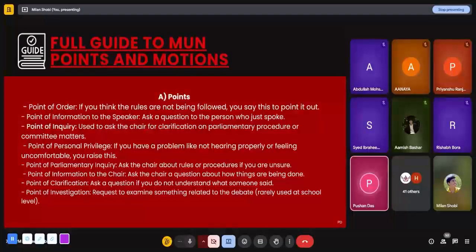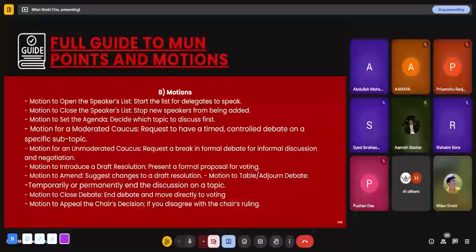Moving on, we have motions, and we have Abdullah speaking for it. Okay, so after understanding points, next comes motions. Think of motions as formal ways to suggest changes or actions in the committee. You don't just stand up and say something. You raise your placard and state a motion in a clear format. If enough delegates agree, it passes. It's simple. So the types of motions are, the first one is motion to open the speakers list.